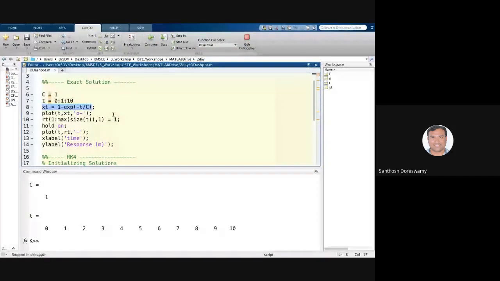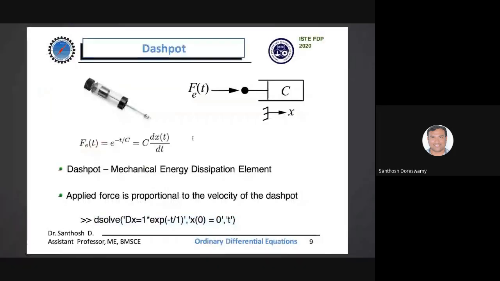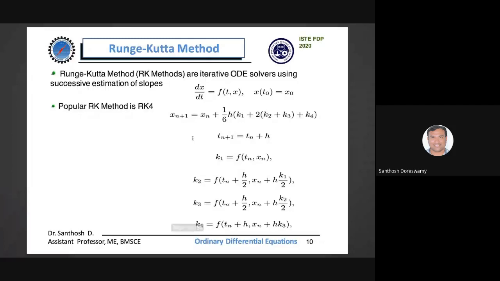All right, so now what we'll try to do is solve the same problem using an iterative method, which is your Runge-Kutta method. Now Runge-Kutta method is actually a differential equation solver. It is an ODE solver, an ordinary differential equation solver, and it uses successive estimation of slopes. So you will have slopes to be successively estimated. That means the slope at the current step is estimated based on the computed slope in the previous step.